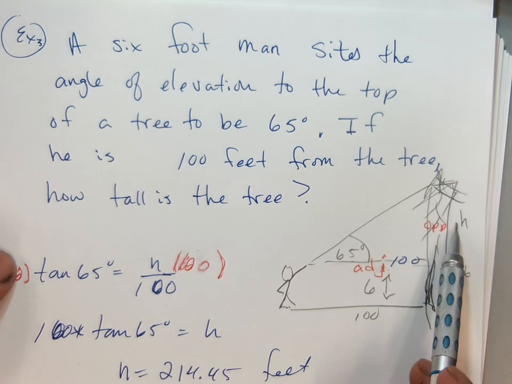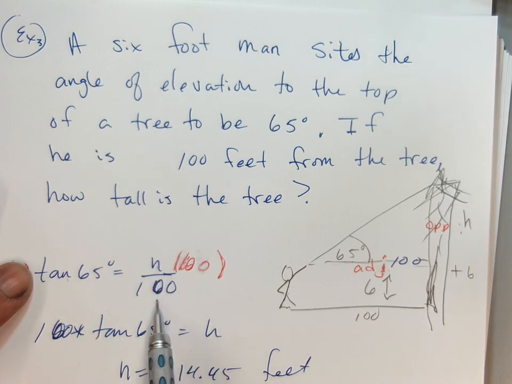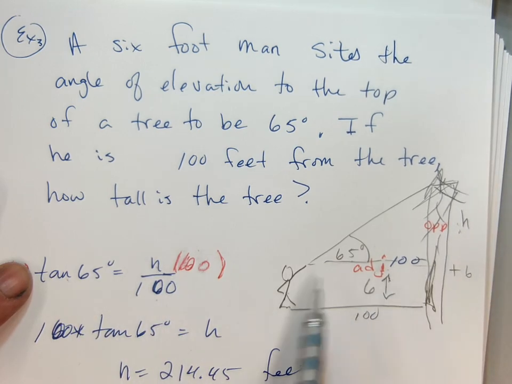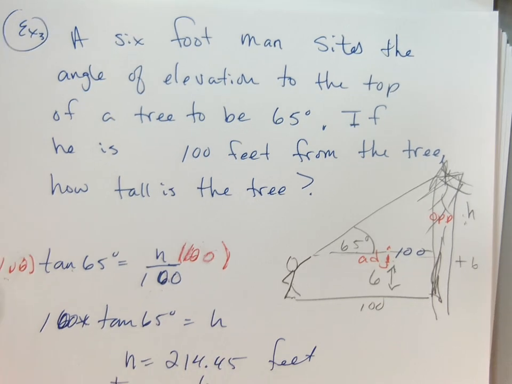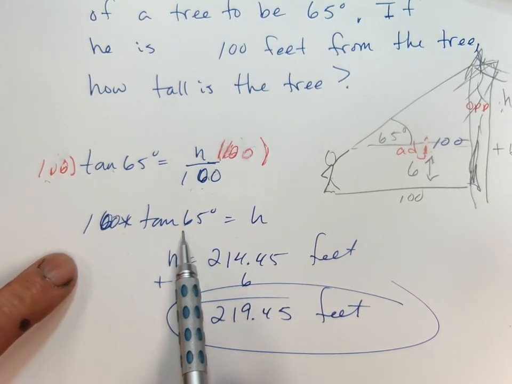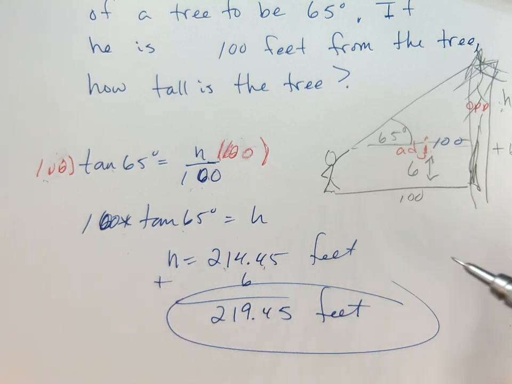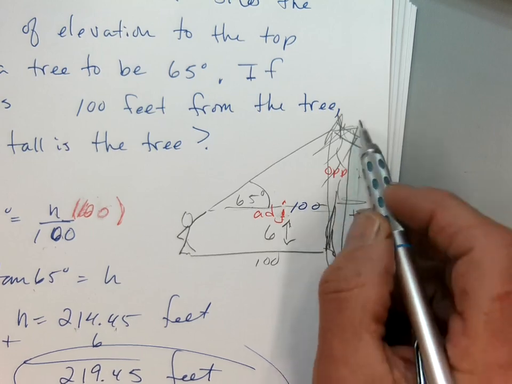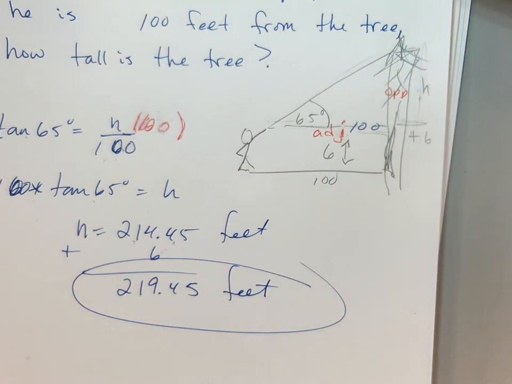So opposite over adjacent is tangent. Tangent 65 is equal to h over 100. Opposite over adjacent. To solve for h, I multiply by 100. I use my calculator. 100 tangent 65. I get about 214.45 feet. That's from here to here because that's where my triangle rests. I add the 6 feet in. I got about 219.45 feet. Okay, that's all I have.